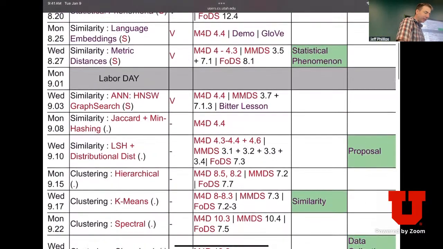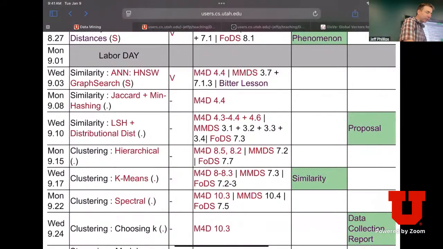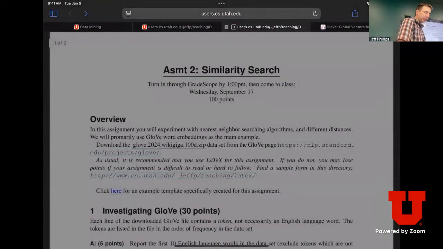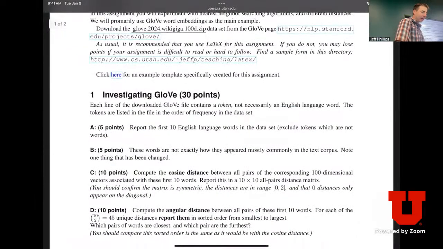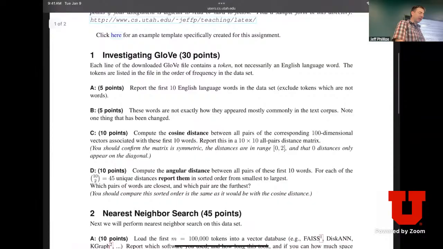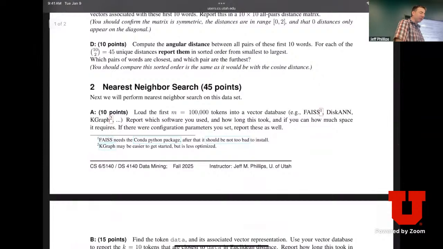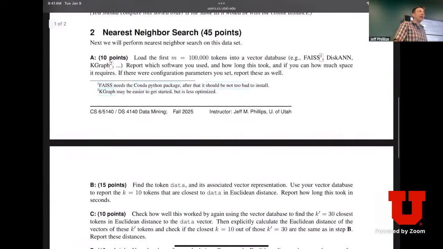The other thing is the second homework. I want to circle back to this. It's exploring these high-dimensional word embeddings and the different distances between them, and trying to get you some experience using nearest neighbor search. For some of you, this first part, 2A, will probably be the most time-consuming part. If you have everything properly installed, it should be pretty easy, but if you don't, it may take a while to get stuff installed.